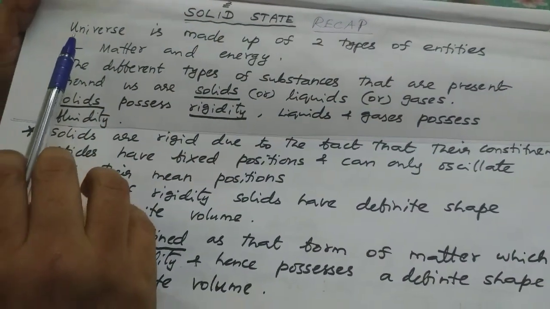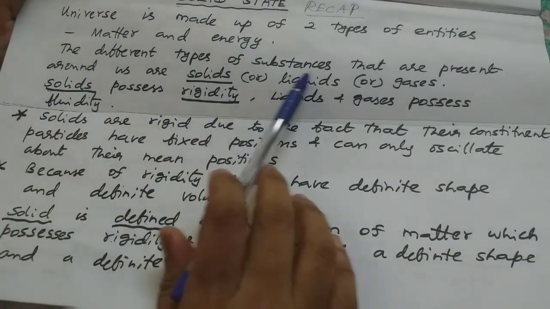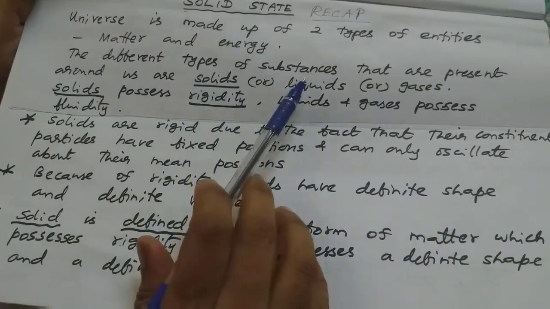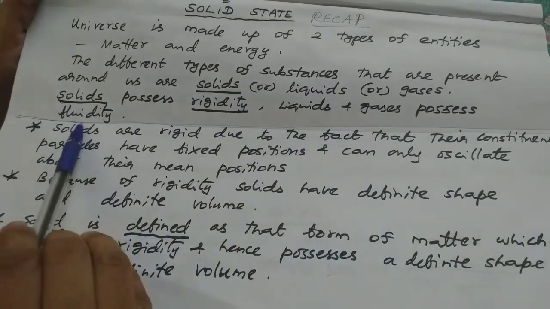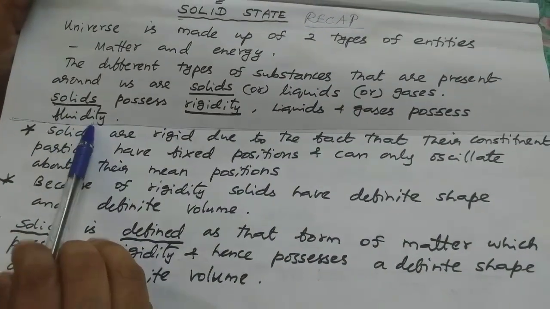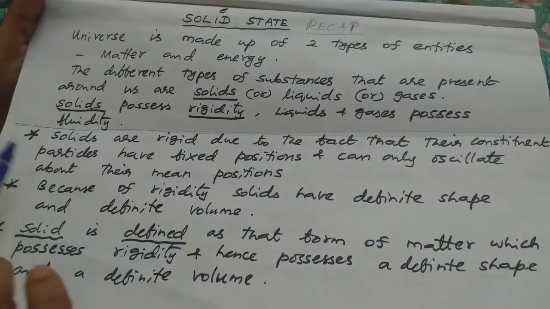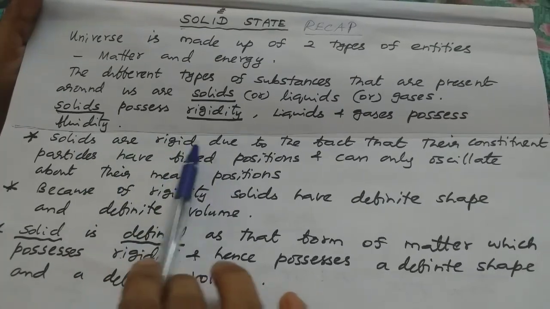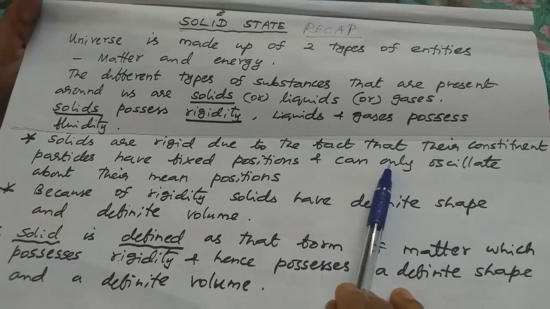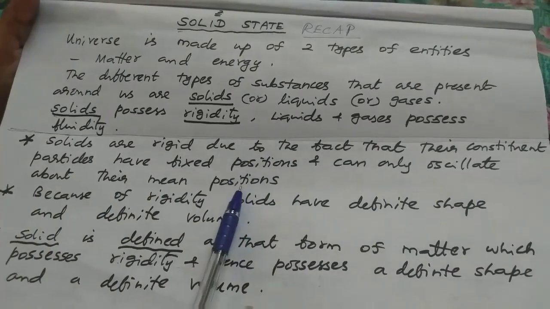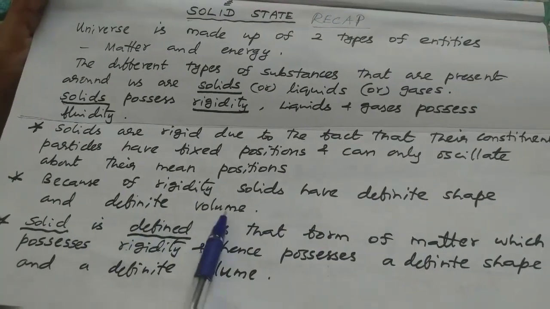Recap. You know very well, the universe is made up of 2 types of entities, matter and energy. The different types of substances present around us are solids, liquids or gases. Solids possess rigidity and liquids and gases possess fluidity. I need not say about fluidity. You know very well, they have the tendency to flow. Now the important properties of solids. Solids are rigid. Why are they rigid? Because their constituent particles have fixed positions and they can only oscillate about their mean positions. And because of the rigidity, solids have definite shape and definite volume.